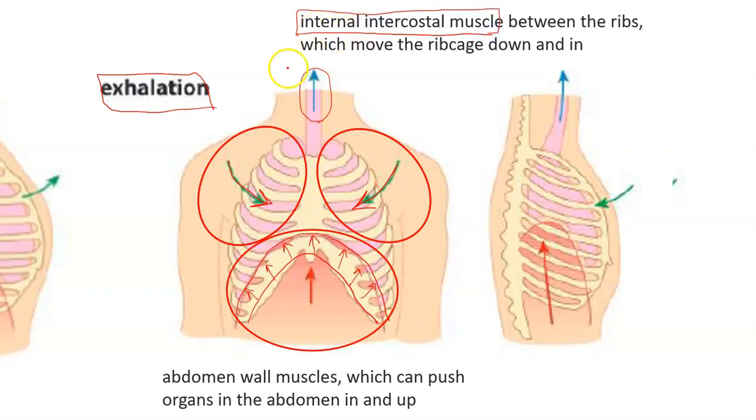So there is a kind of opposite way of memorizing. If it is exhalation, then internal. If it is inhalation, then external muscle cells. That's a good tip. Okay? Don't forget to remember that. Good.